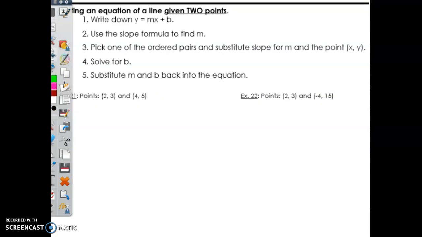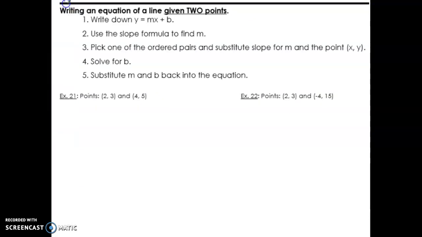And then we'll look at the other side, or down below. Okay, down below it says writing an equation of a line given 2 points. This is now much harder, but you've had some practice with this already. It says, again, write down y is equal to mx plus b. So y is equal to mx plus b.